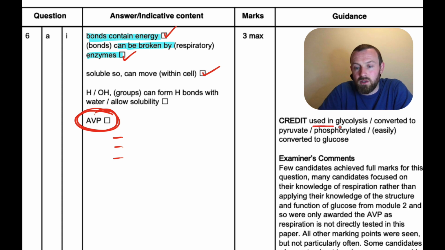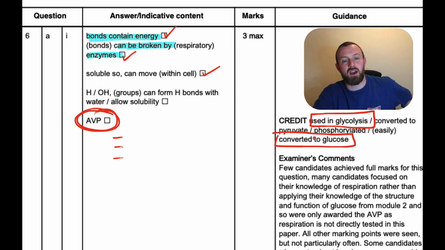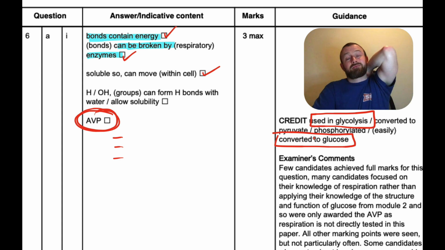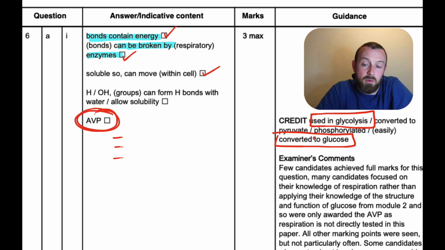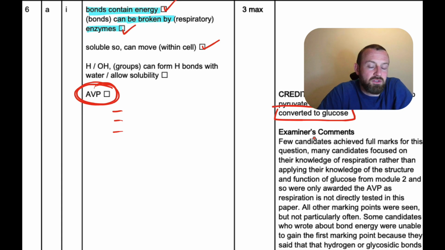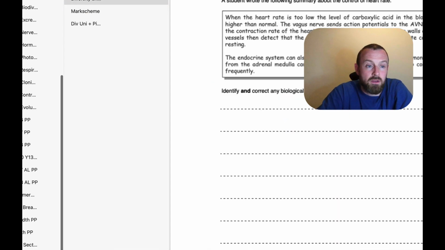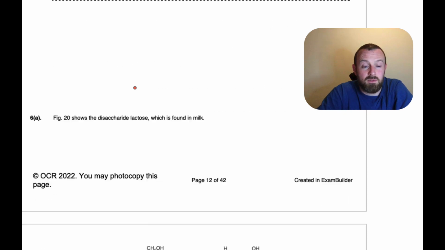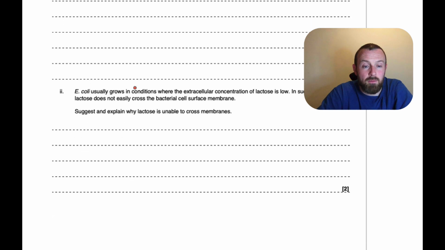I'd accept used in glycolysis, or converted to glucose. And if you mentioned isomerase enzymes, I think I would also give that. Maybe even the fact that it's a hexose sugar might have been worthy of a mark. So it's a bit of a strange mark scheme because it's from an older specification. But I want to include this because it goes on to talk about this question. It goes on to talk about some stuff that I think really could be coming up.